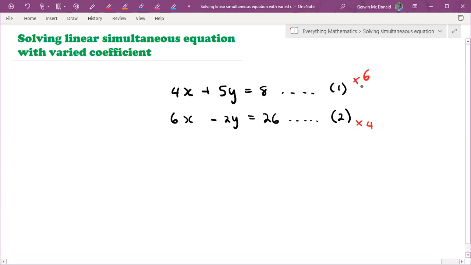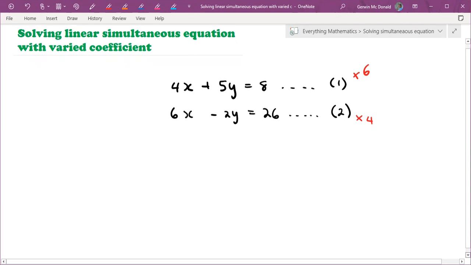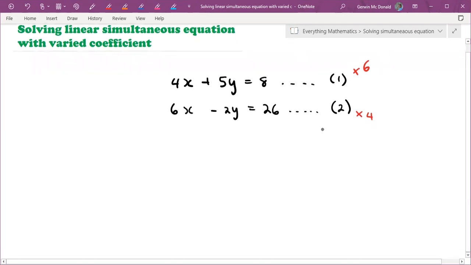So in this one now, you have to be very careful. A mistake that a lot of students tend to make when they multiply the equations is that they only multiply what they want the coefficient to be equal to, and they forget the other terms. When you multiply by 6, you multiply the 4x by 6, the 5y by 6, and the 8 by 6. Everything. And when we reach below, same thing. You're not just multiplying the 6x by 4, but also the 2y and the 26. Everything will be multiplied by 4.